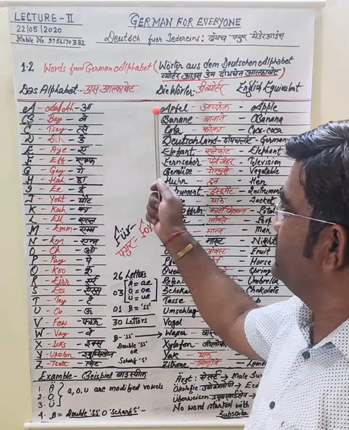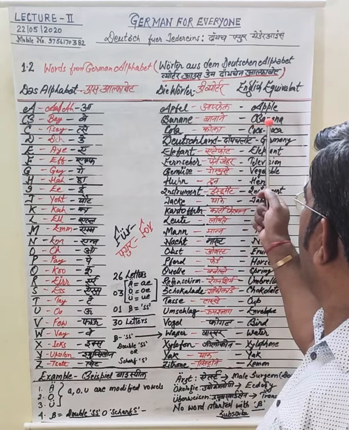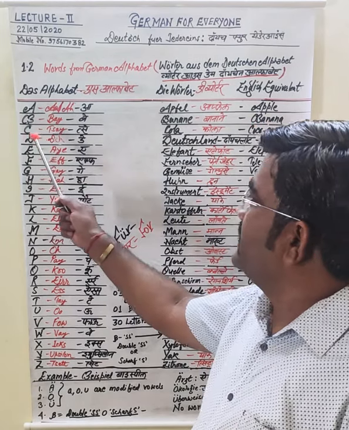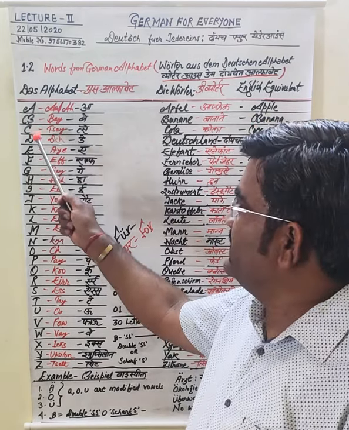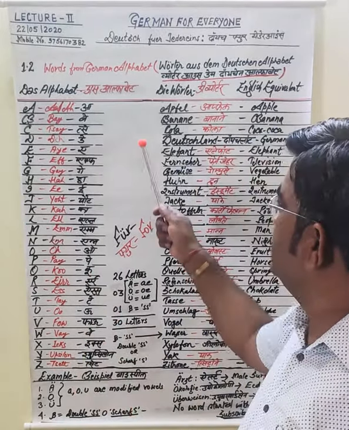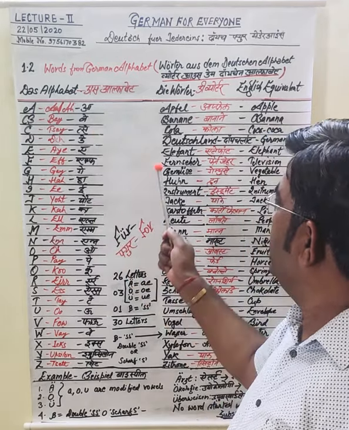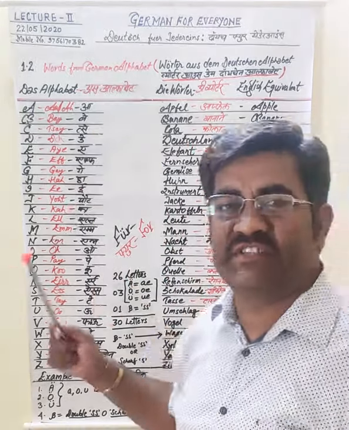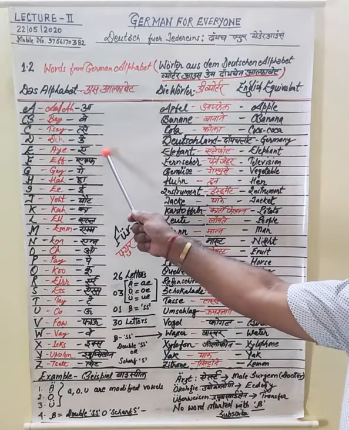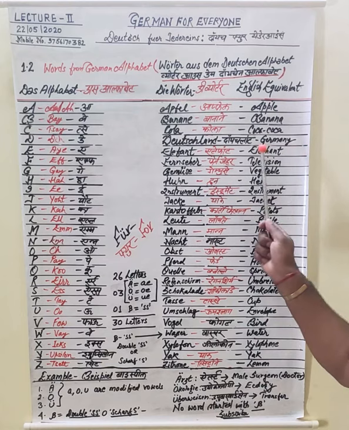What is the difference here? B, a, n, a, n, a. B, b, a, n, a, n, e. Simply say. This is not sh. This is sch. Like the sound is rolling inside our mouth. C für Cola. Cola means Coca-Cola. D für Deutschland. Deutschland means Germany. Next, E für Elefant. Elefant means elephant.